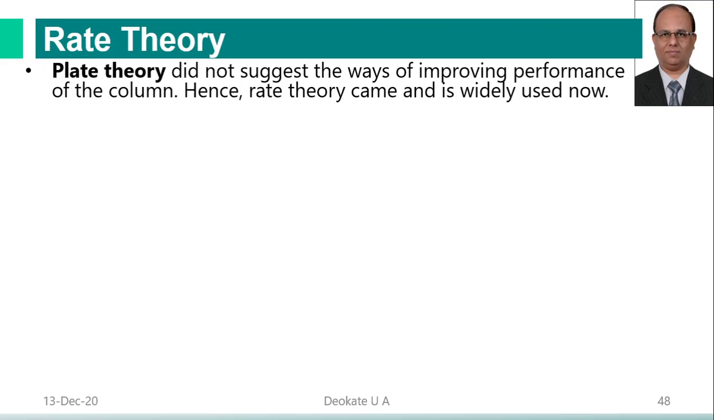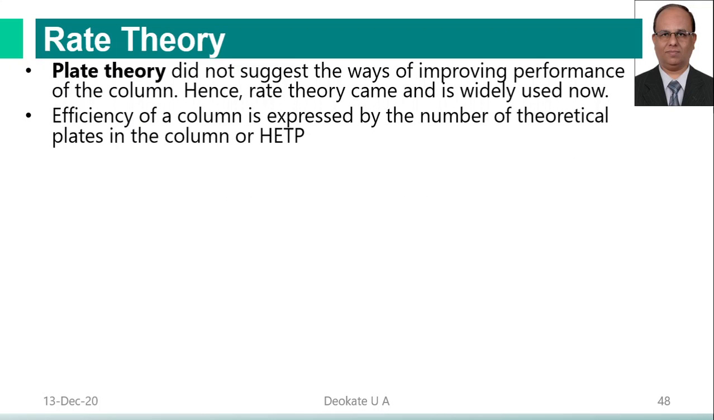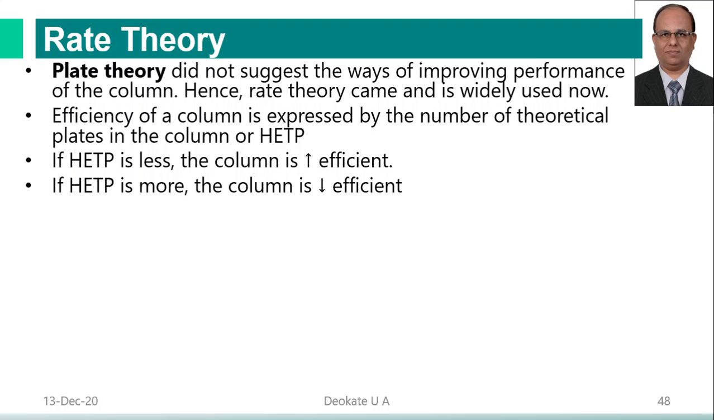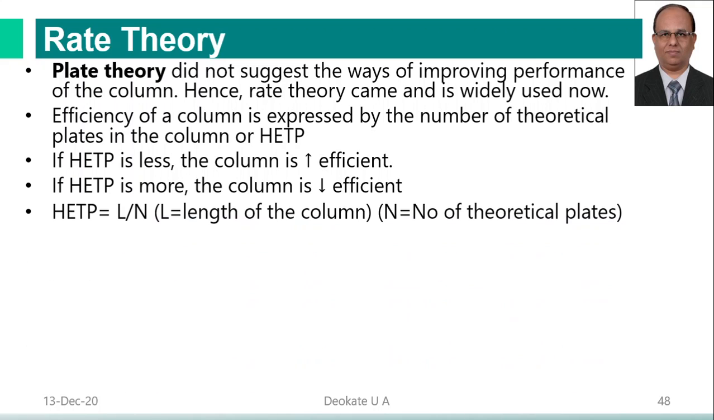Plate theory did not suggest a way of improving the performance of the column. Hence, rate theory came and is widely used now. So what is the rate theory? The efficiency of a column is expressed by the number of theoretical plates in the column, or HETP. All of you know, if HETP is less, the column efficiency increases. If HETP is more, the column efficiency decreases.